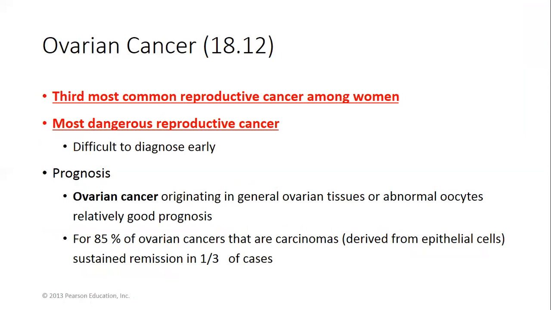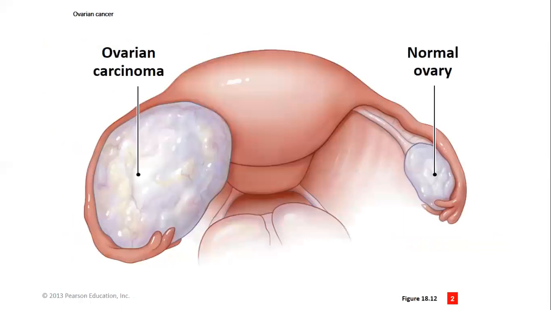Ovarian cancer is also really severe. It's the third most common reproductive cancer in women, but it's also the most dangerous. It's difficult to diagnose early. So that, again, screening and getting a normal pap smear at your gynecologist is really, really important. It basically originates from ovarian tissue with abnormal oocytes, similar to testicular cancer in men. 85% of ovarian cancers that are carcinomas are really treatable, and sustained remission happens in at least a third of all cases. So that's an example of ovarian cancer versus a normal ovary.